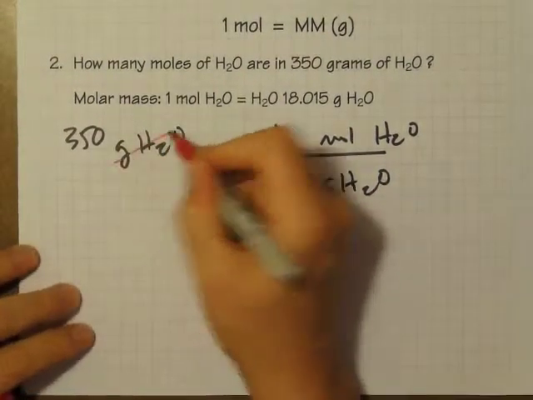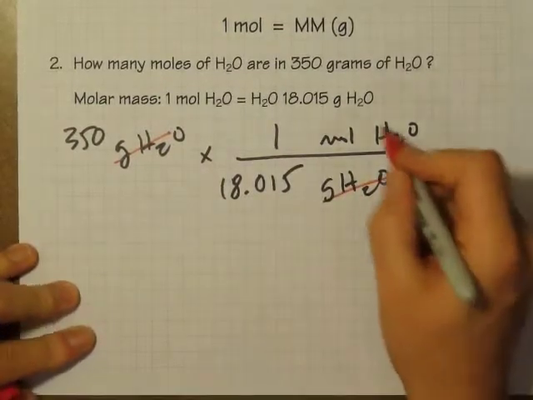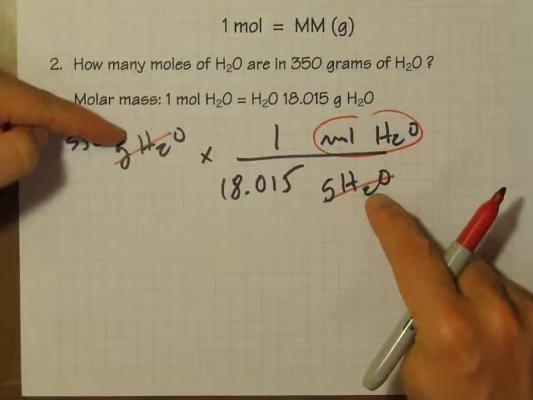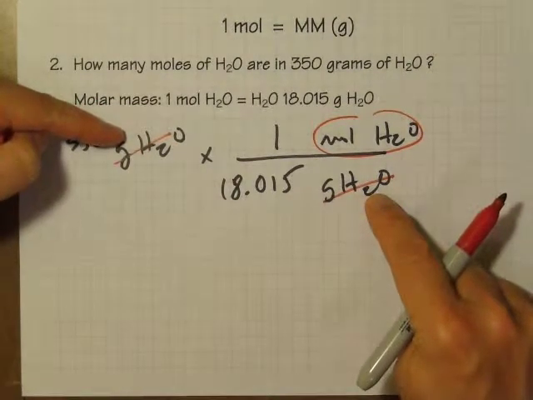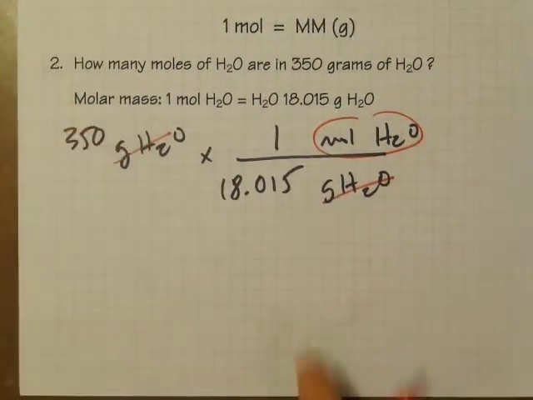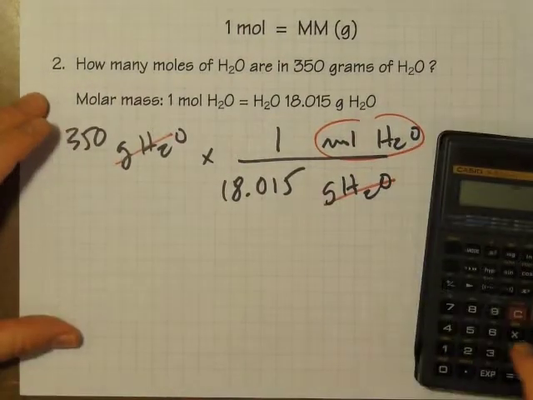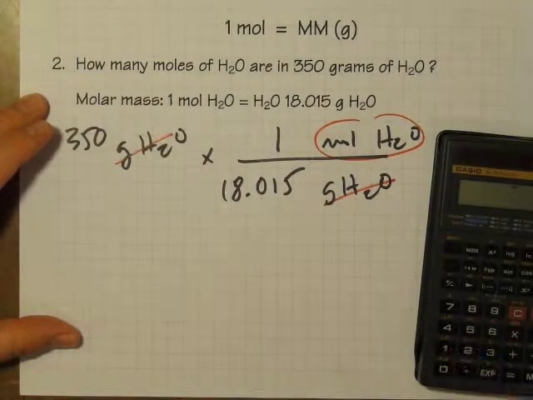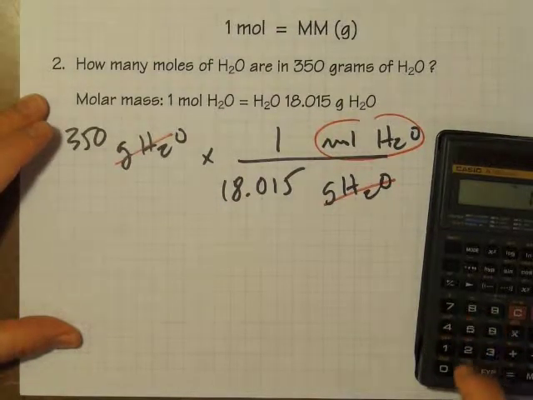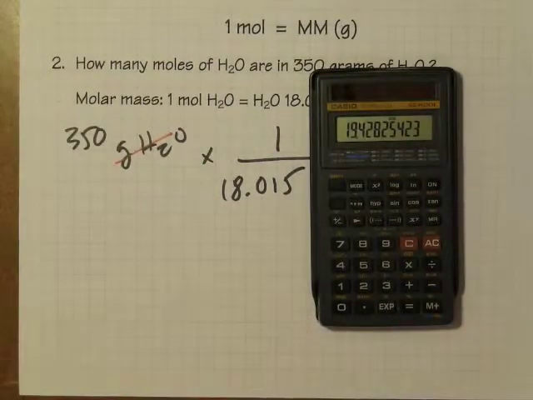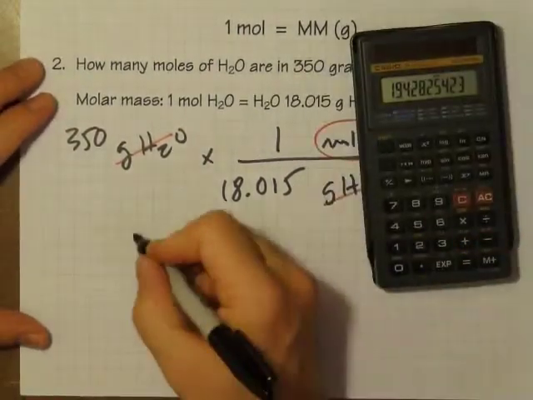The unit that I was given, I want that to go away, so the unit that I want in my answer is left behind. Anything in the top and bottom of a fraction reduces to 1 and factors out, leaving behind the unit that didn't get canceled. Now I'll do the math. When I multiply across the top, 350 times 1, and divide by the bottom, 18.015. Now the calculator again is going to give me more digits than I can actually keep. I'll write them all down.